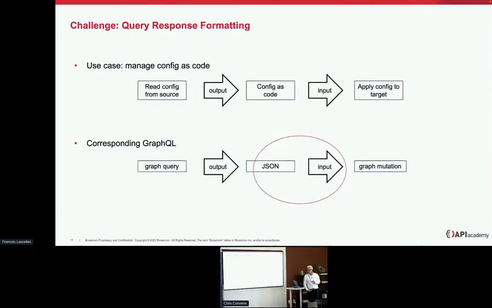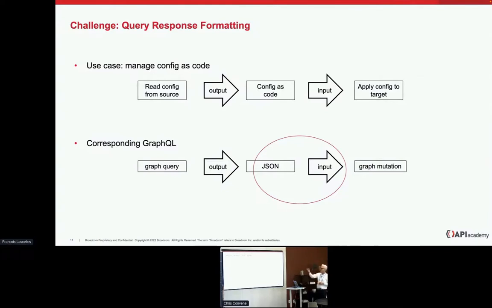Another complexity that we ran into was the query response formatting, right? Imagine I'm getting configuration out of a gateway. I use a GraphQL query to get the data, and then I want to apply it to another gateway, so I would do a GraphQL mutation on my target, right?